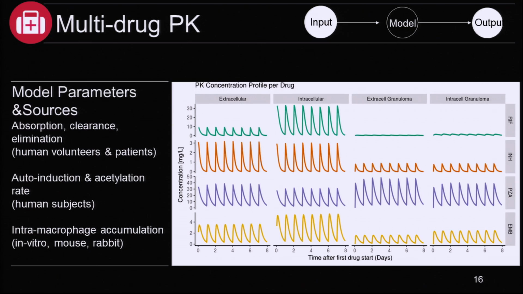So this is a snapshot of the PK. This is generated from clinical data, and also our in vitro and animal models are aiding in understanding our intramacrophage accumulation. So here in this example, you can see in green, rifampicin, it's very highly concentrated in an intracellular space, and then drugs like pyrazinamide are more able to penetrate our granulomas.